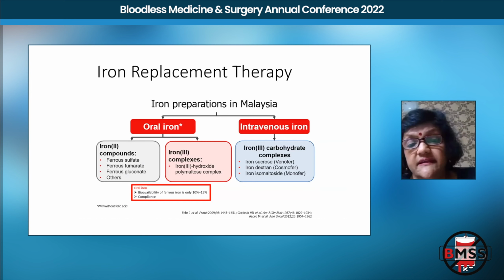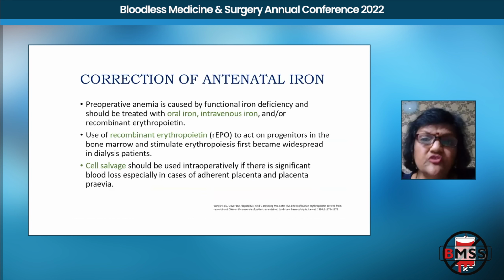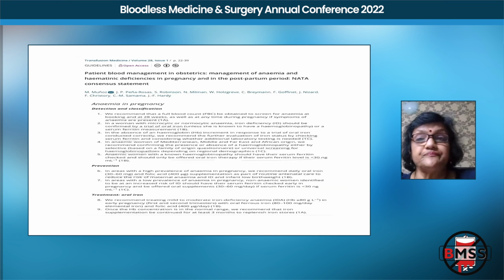The IV iron that's available is Venofer, Cosmofer, and Monofer. And in our hospital, we use Venofer for our pregnant mothers. So correction of antenatal anemia can be done by using oral or intravenous iron or even recombinant erythropoietin. In cases where we anticipate heavy bleeding during surgery, like an adherent placenta or a placenta previa, we should plan for cell salvage and transfuse the mother's own blood.